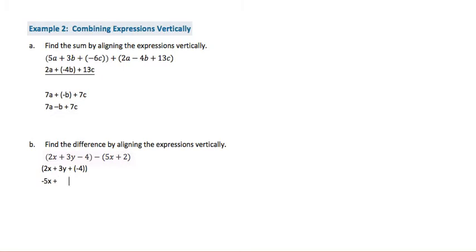But the -2 won't combine with the y term. It's not the same as the y term. So we'll have to put it underneath the other constant, which is -4. So you have to be careful when you're doing your work vertically that you line up the terms. 2x plus -5x is -3x. The y term won't change because there's nothing else to combine it with. And then -4 plus -2 is -6.